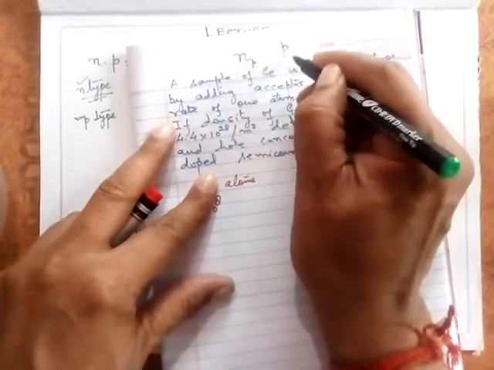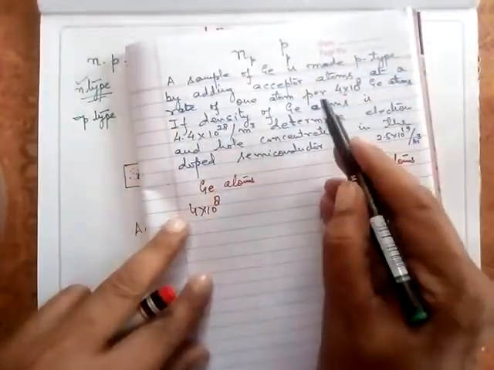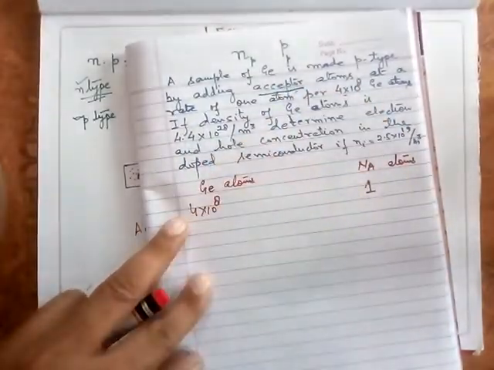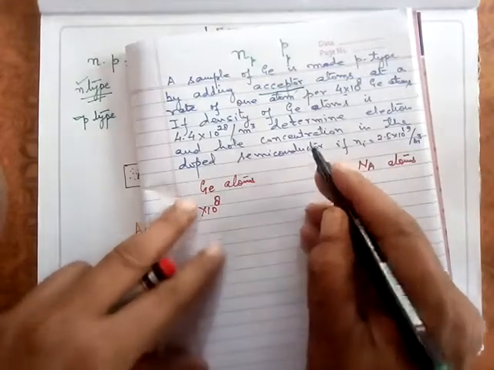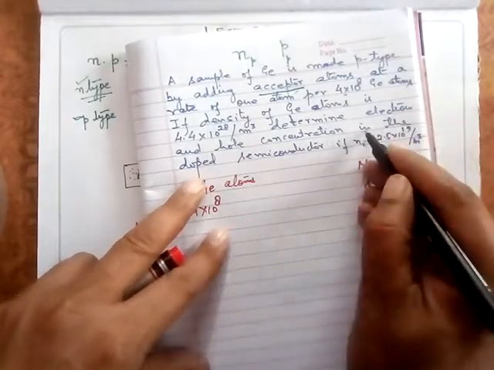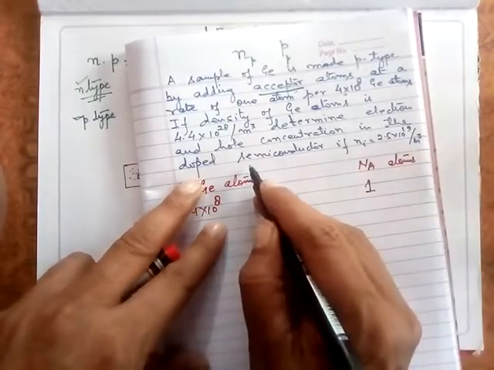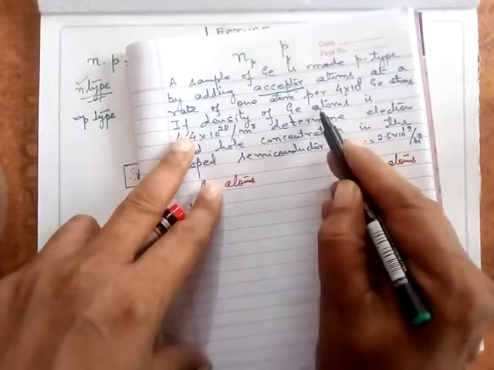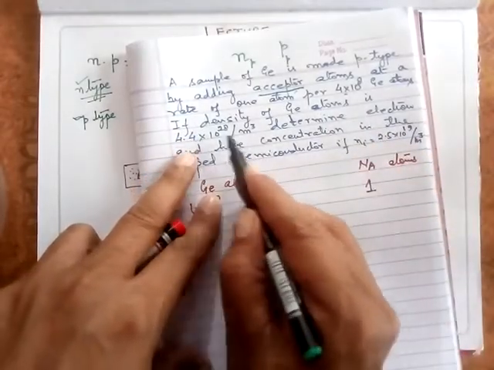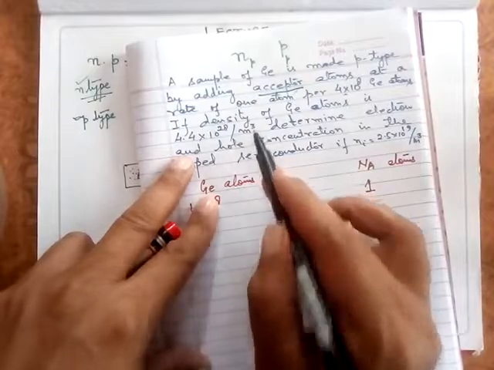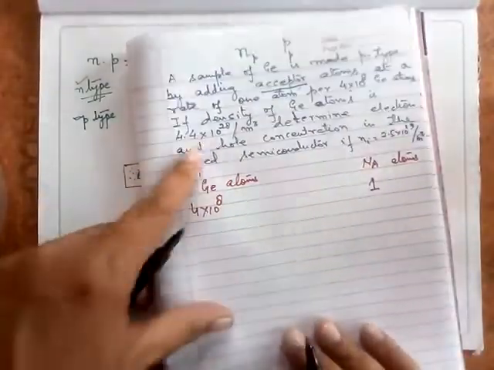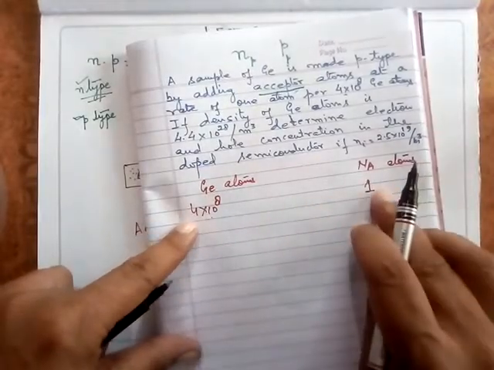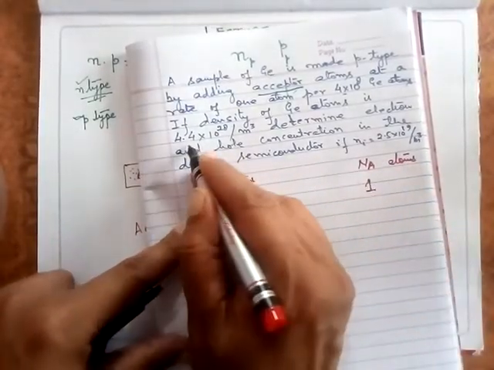Of course, it will be a p-type semiconductor, since it is an acceptor impurity. Just try to understand: acceptor atom means it is p-type. So determine the value of electron and hole concentration in the doped semiconductor if Ni is equal to this much. And one more thing is given: the density of germanium atoms is 4.4 into 10 to the power 28. Now in this much germanium atom, 1 acceptor atom is added, so total density is this much.